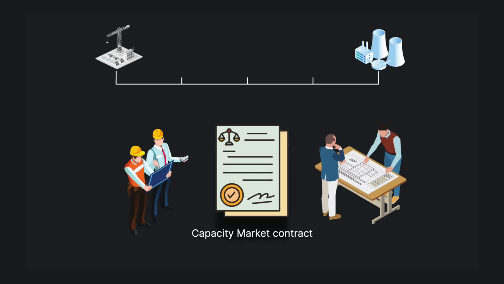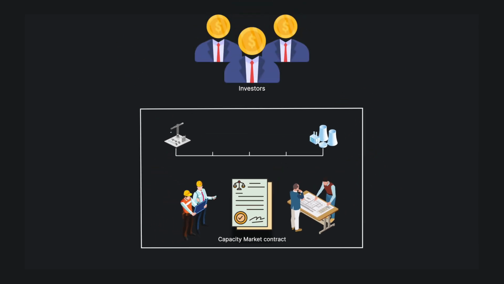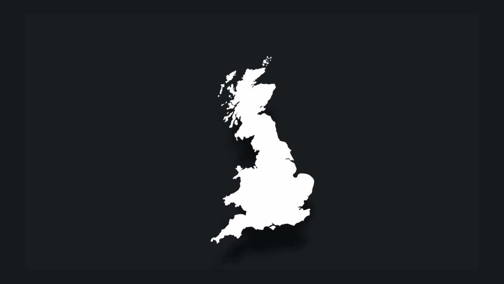For developers looking to build new generation projects in the next few years, this sort of revenue security makes those projects far more appealing to investors. In fact, quite often, being able to build the generator at all is reliant upon winning the capacity market contract. Because of this, you could say that the capacity market essentially determines the makeup of Great Britain's generation stack.